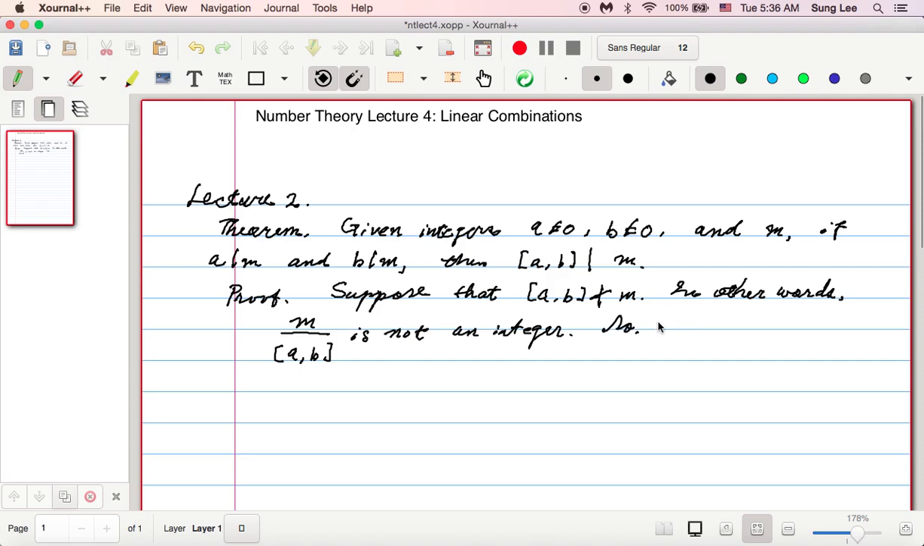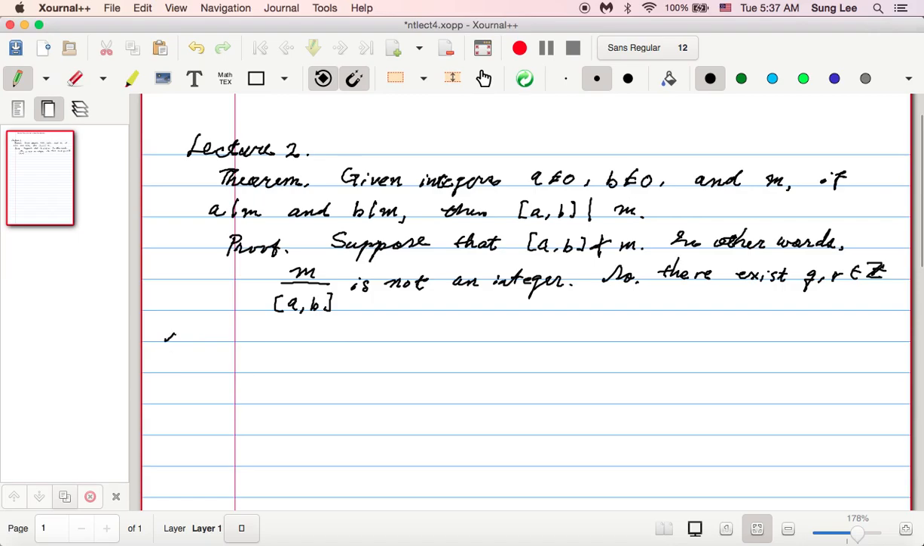So there exist two integers q and r such that m is written as the least common multiple of a and b times q plus r, where from the division algorithm, we know that r has to be greater than or equal to 0.